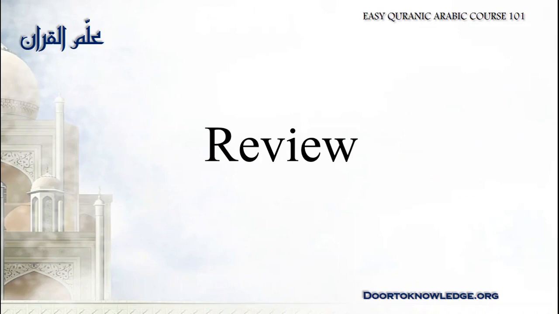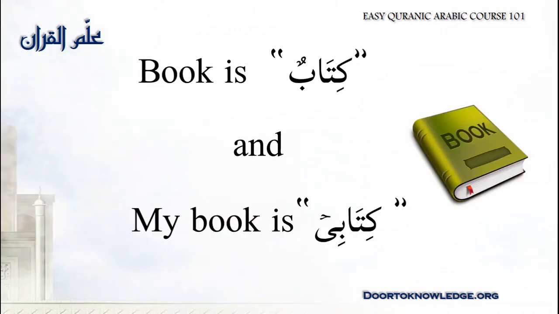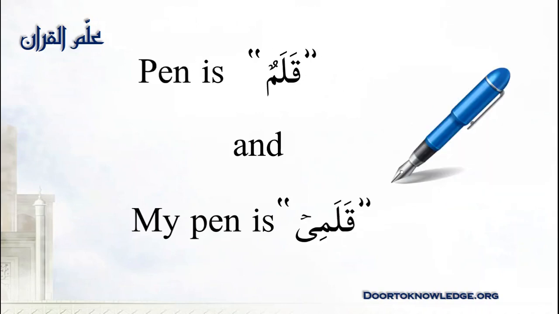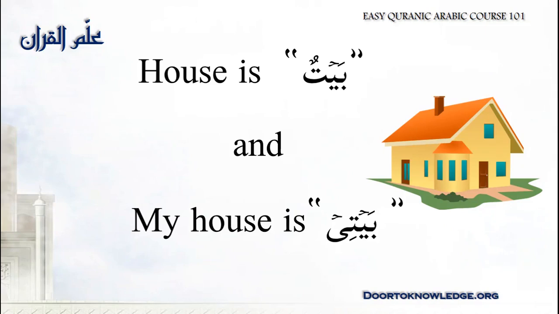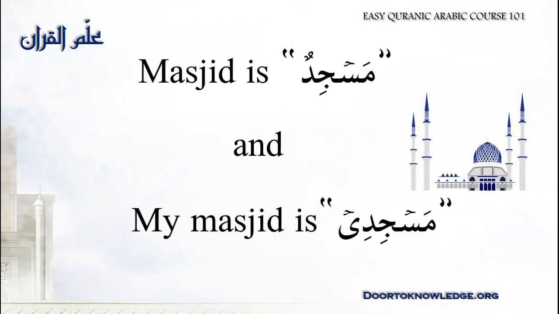So let's review. Book is kitabun, and my book is kitabi. Pen is qalamun, and my pen is qalami. House is baytun, and my house is bayti. Masjid is masjidun, my masjid is masjidi.